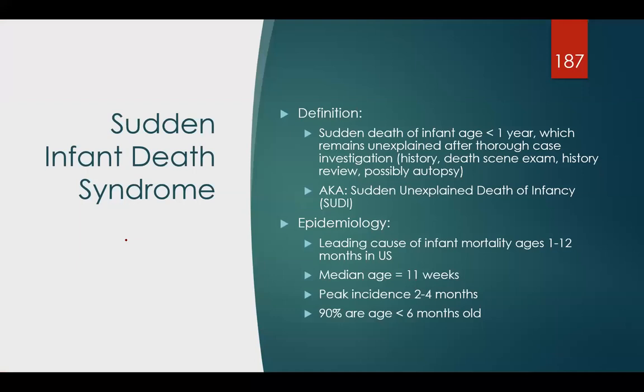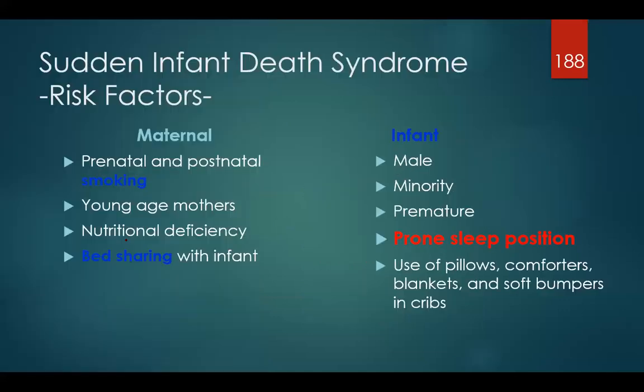Epidemiology is between age 1 to 12 months, with the median age being 11 weeks, peak incidence at 2 to 4 months. 90% are age less than 6 months old. There are some risk factors like maternal or prenatal smoking, young age of mothers, nutritional deficiency, or sharing the bed with the infant. Infant risk factors include males, minorities, premature infants, prone sleeping position, and the use of a bunch of pillows, blankies, and bumpers.